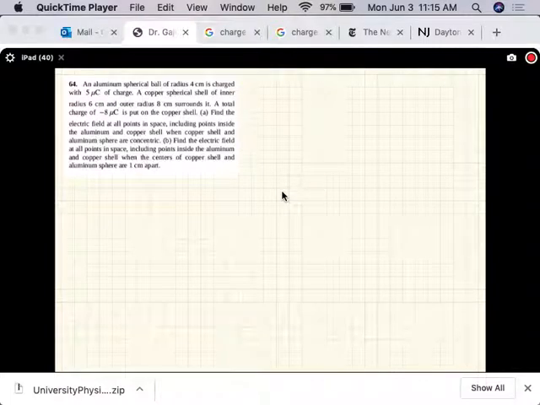All right. This problem says an aluminum spherical ball of radius 4 centimeters is charged with 5 microcoulombs of charge. Anytime you throw a bunch of charges on a conductor, we know that it resides on the surface. A copper spherical shell of inner radius 6 centimeters and outer radius 8 centimeters surrounds it. A total charge of minus 8 microcoulombs is put on the copper shell. Find the electric field at all points in space, including points inside the aluminum and copper shell.